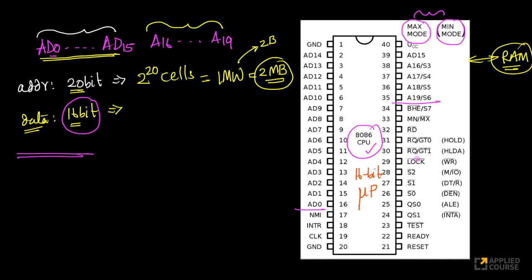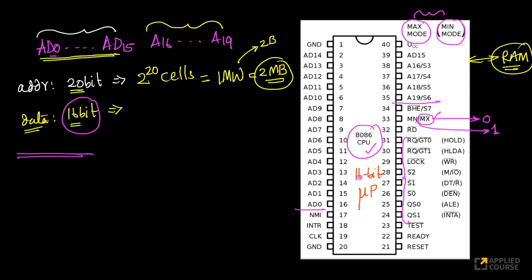So you have a bit here somewhere called the min or max bit. If this is set to 0, we are said to be operating in max mode. If this is set to 1, this whole chip is said to be working in min mode. If we are working in max mode, look at these pins. These pins are also multiplexed pins. These pins represent these signals: lock signal, S2, S1.